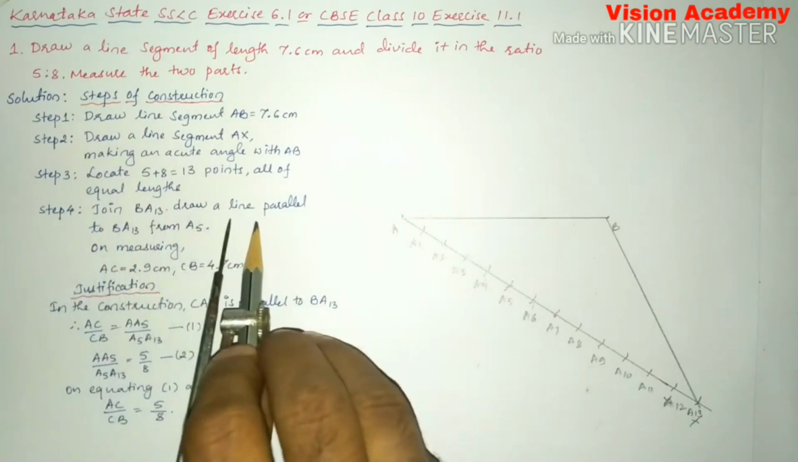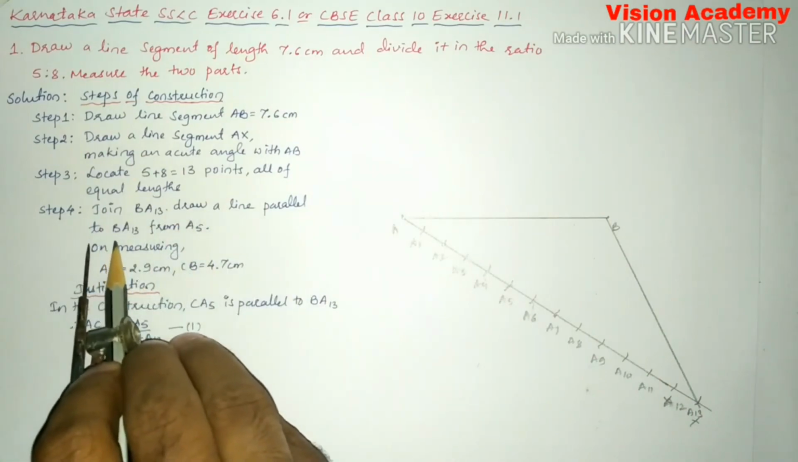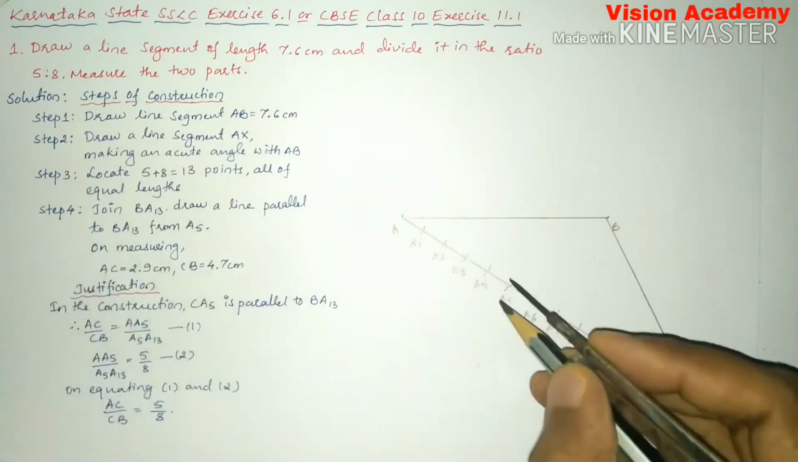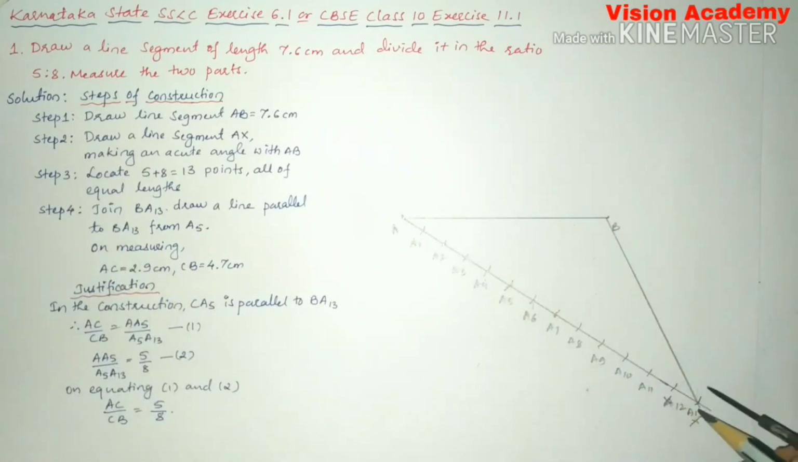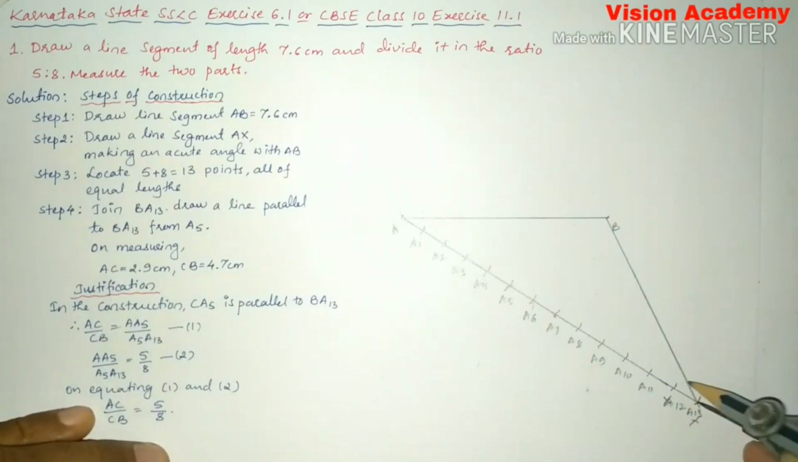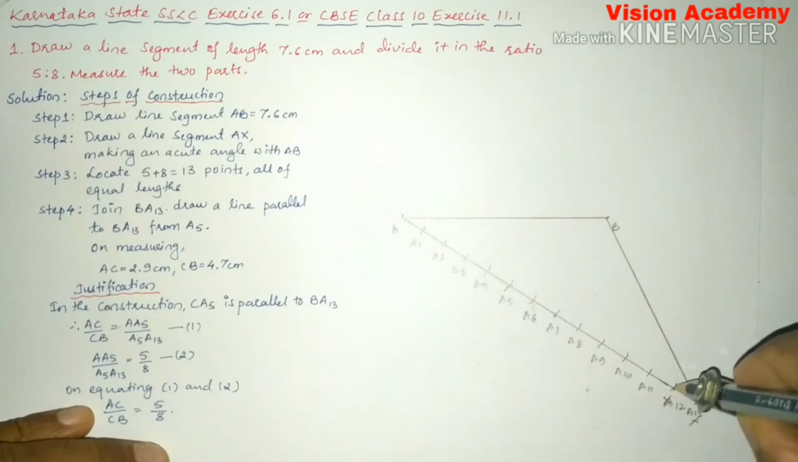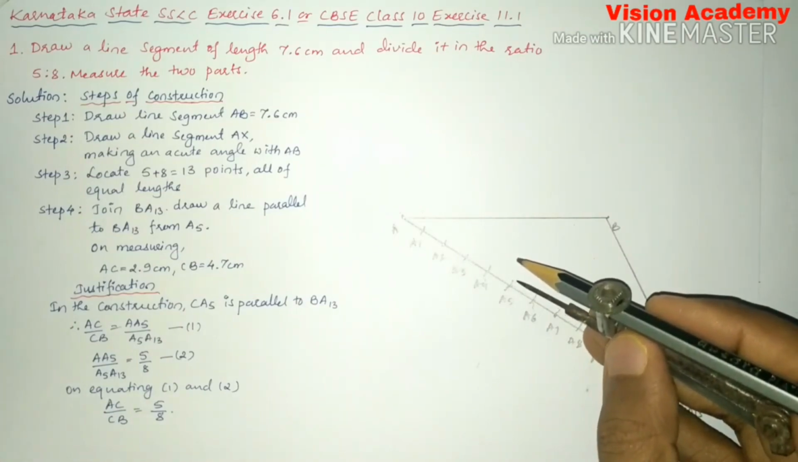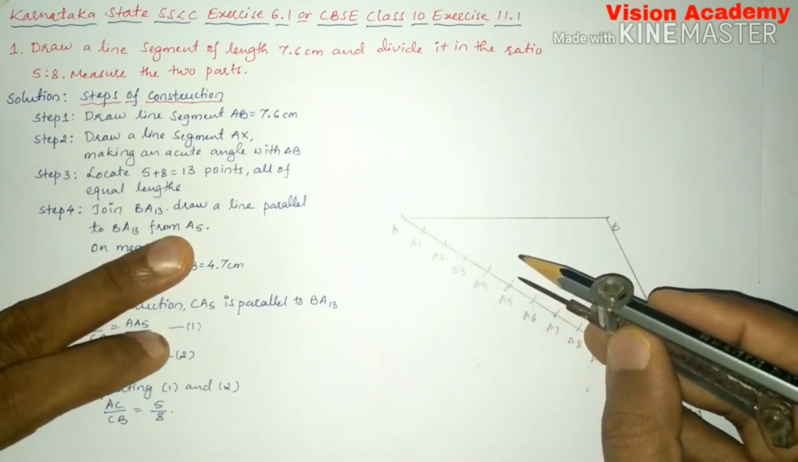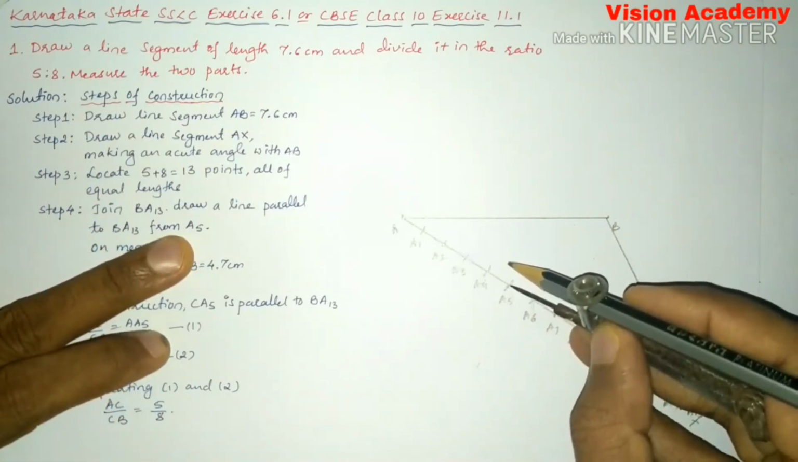Next, draw a line parallel to BA13 from A5. So from A5 we have to draw a parallel line to BA13. Now let us draw a curve here onto A5, because in step 4 it is written as A5.